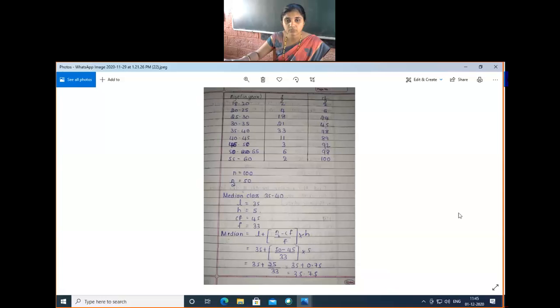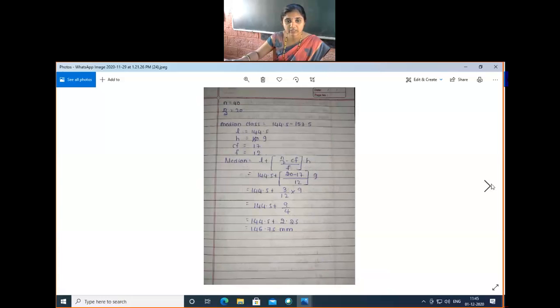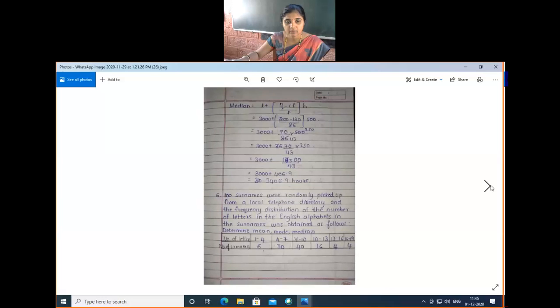So the next step is, where is that page? One second, students, one page is missing there.